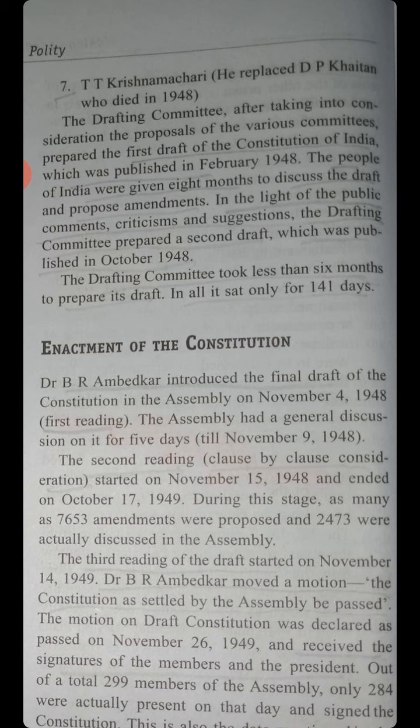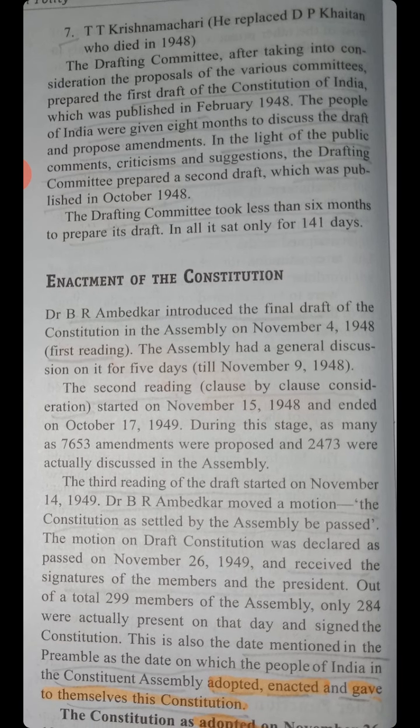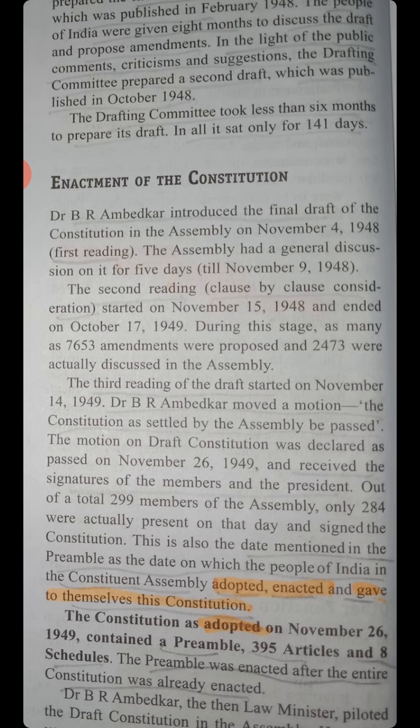The Drafting Committee, after taking into consideration the proposals of the various committees, prepared the first draft of the Constitution of India, which was published in February 1948. The people of India were given 8 months to discuss the draft and propose amendments. In the light of the public comments, criticism and suggestions, the Drafting Committee prepared a second draft, which was published in October 1948. The Drafting Committee took less than 6 months to prepare its draft. In all, it sat only for 141 days.